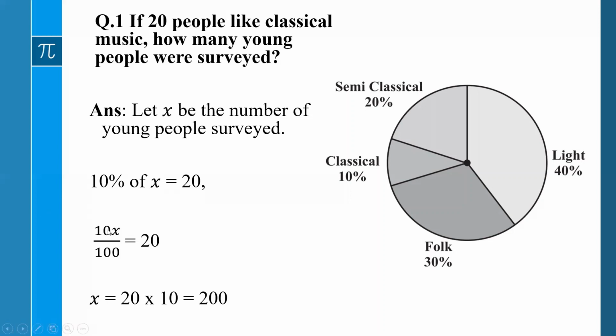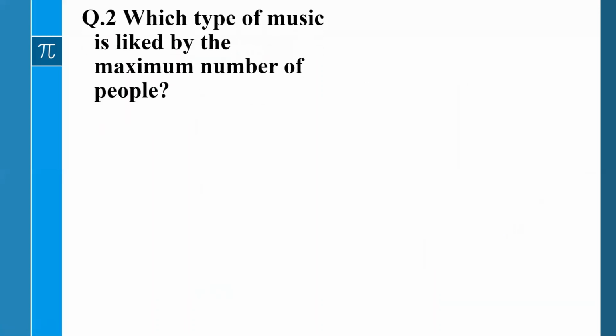Here we are reducing this 10: 10 ones are 10 and 10 tens are 100, and this 10 here we are left with, that we are shifting over here to the right hand side. So the number of people surveyed is 200. Next is, which type of music is liked by the maximum number of people?